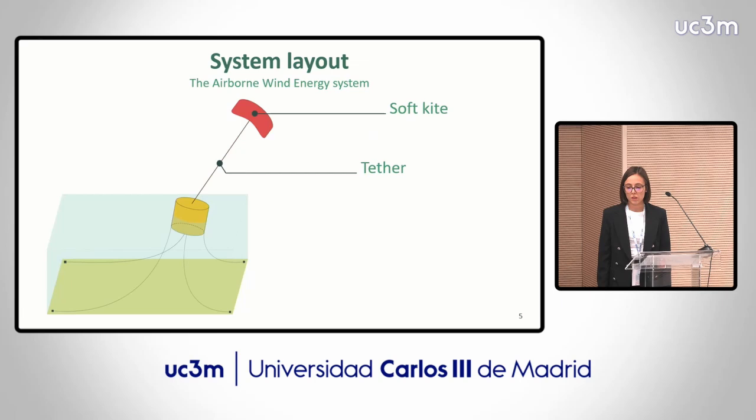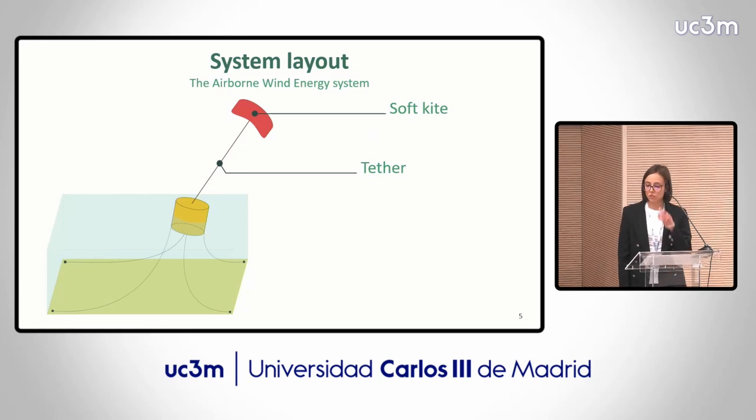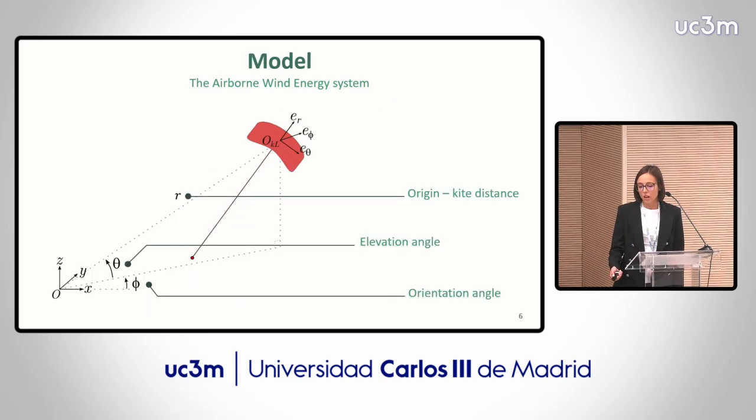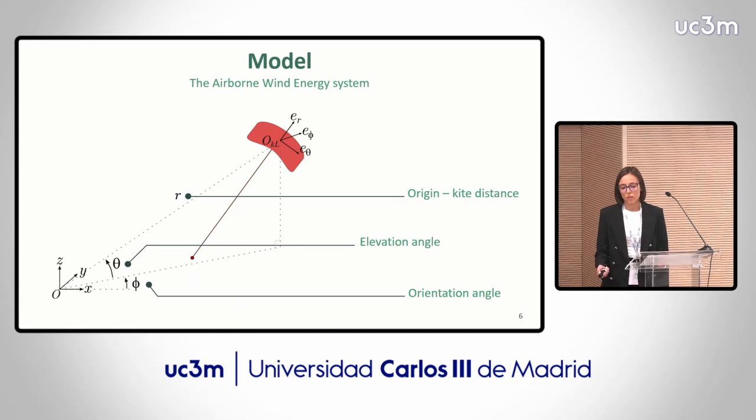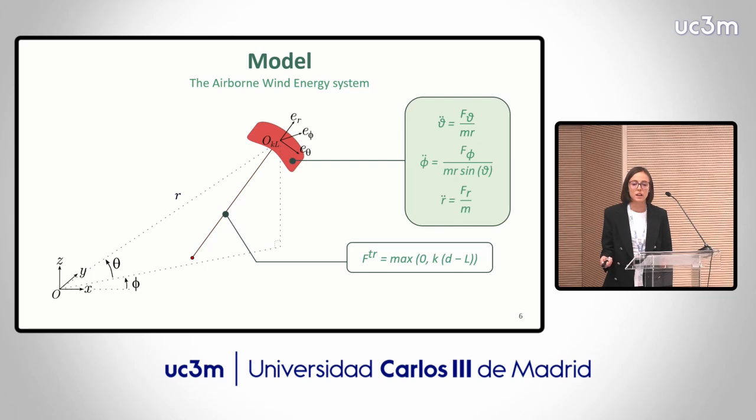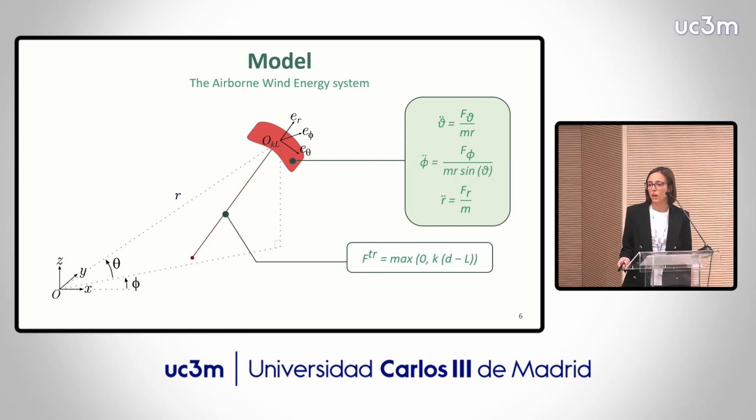Starting from the airborne wind energy system, we decided to use soft kites. So the two main components are the soft kite and the tether, which connects the kite to the platform. As a model, we employed a point mass model in which we have three main variables describing the position of the kite, which are the two angles of orientation and elevation, and r, which is the distance of the kite from the reference frame. Using and combining these three variables, we are able to define the equations of motion of the kite, which are the ones that we can see in the green box.